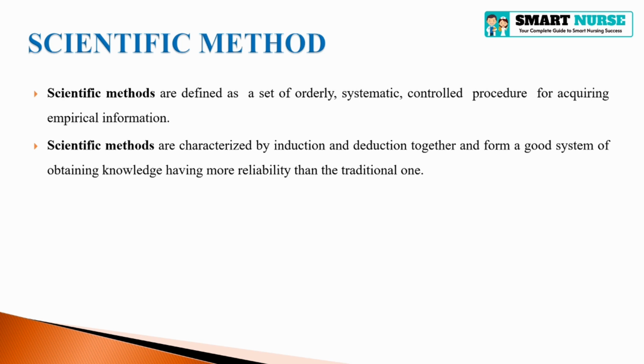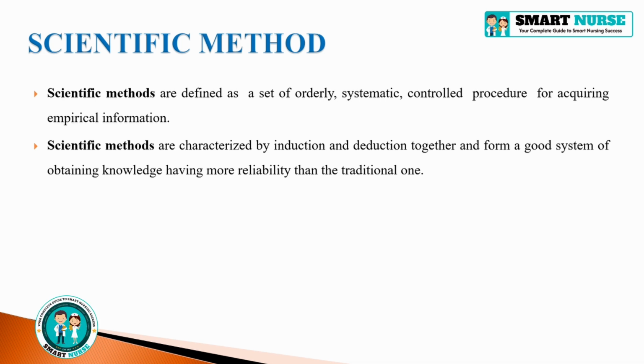The definition: it is defined as a set of orderly, systematic, controlled procedures for acquiring empirical information. So in the scientific method we use systematic and controlled procedures for acquiring information. The scientific method uses induction and deduction together, a good system of obtaining knowledge, and has more reliability than the traditional one.